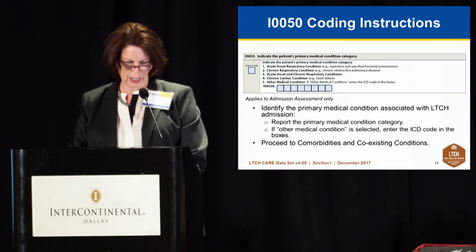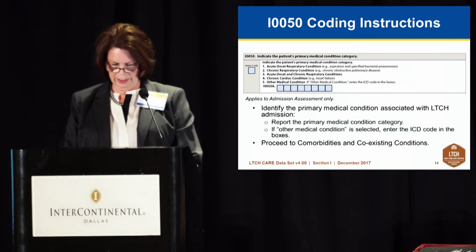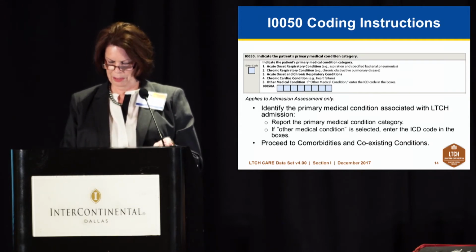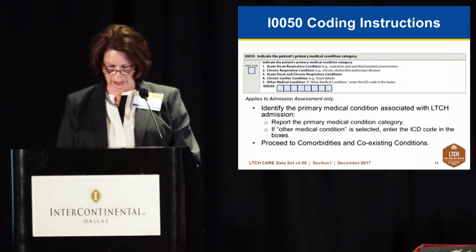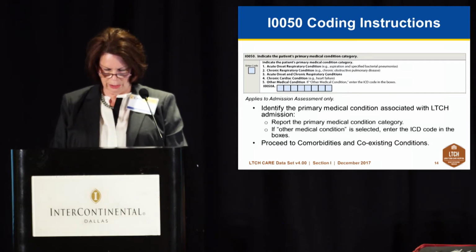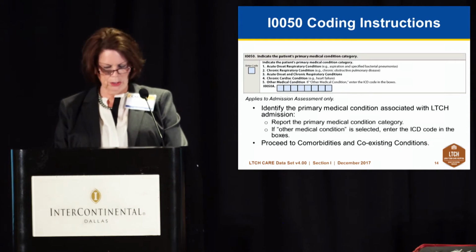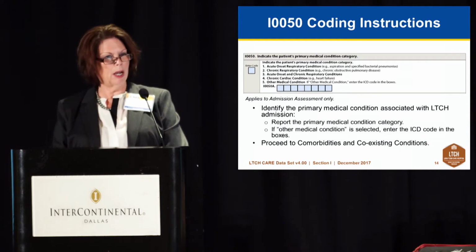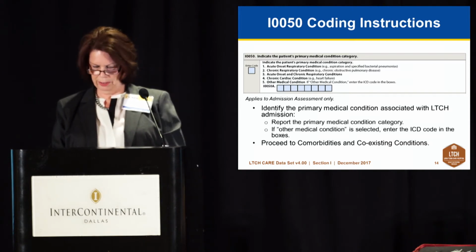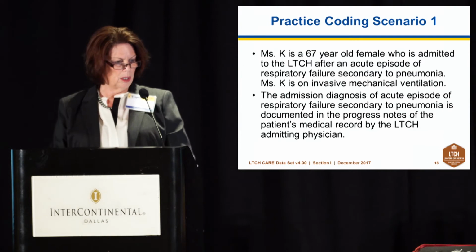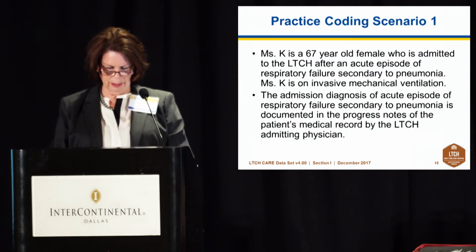This slide reviews the primary medical condition categories as previously described. As previously stated, only diagnosis confirmed by the physician or designee and documented in the medical record should be included or used to code this particular section. Once you have entered the patient's primary medical condition, you're going to proceed to the morbidities and coexisting conditions. So now we'll do one practice coding scenario for this data element.